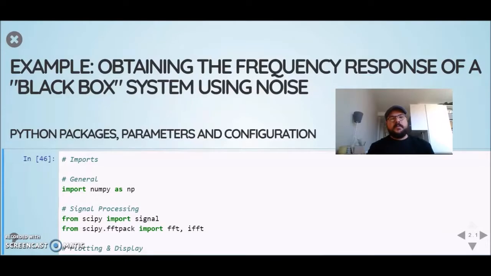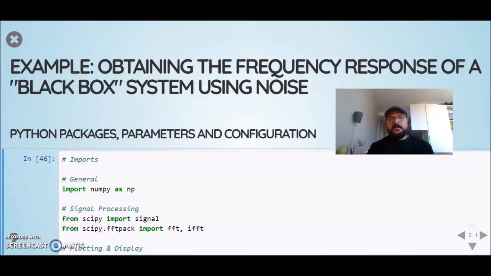In this example, we are going to use noise to obtain the frequency response of a black box system. By black box system, I mean a system that we don't have any information about, that we don't know what it does. The only thing we know, we can pretend is just a black box that we can feed in some input signal and we can measure the output of this black box.